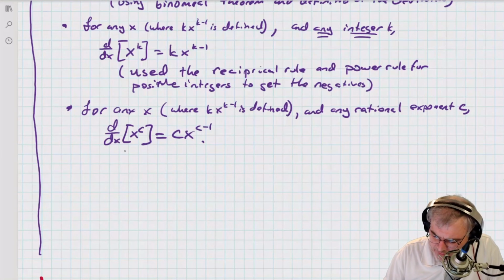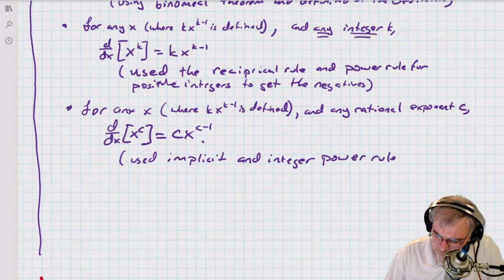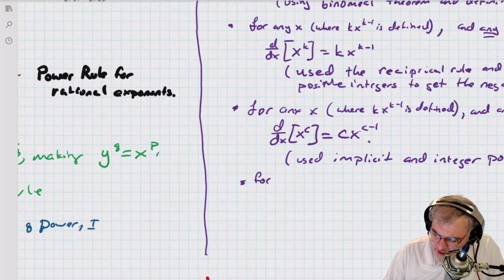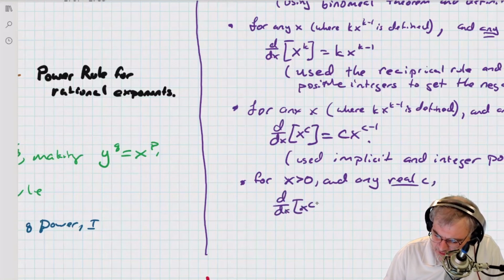We used implicit differentiation and the integer power rule. All right, and that's this one right here. So now what we're going to do it for x greater than 0 and any real c, d over dx, x to the c equals c x to the c minus 1.